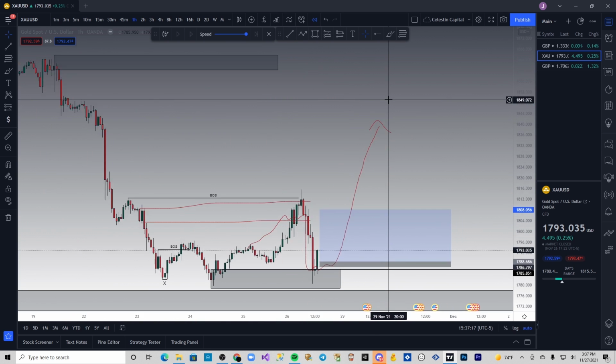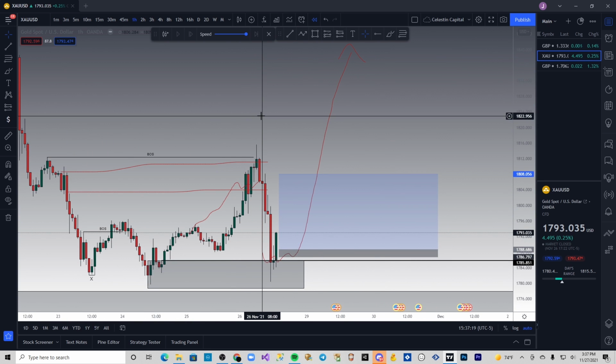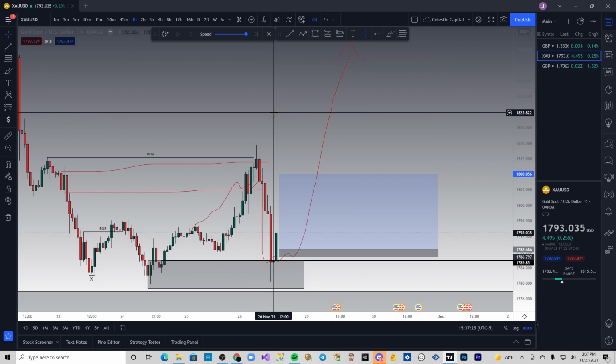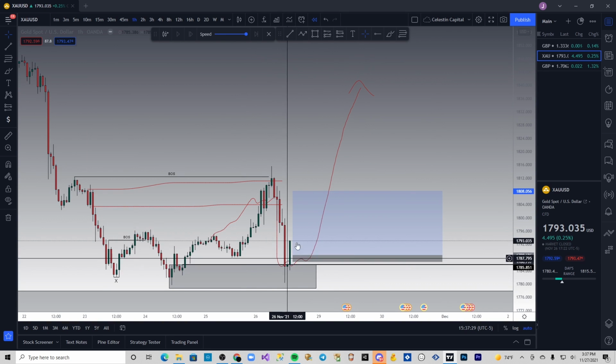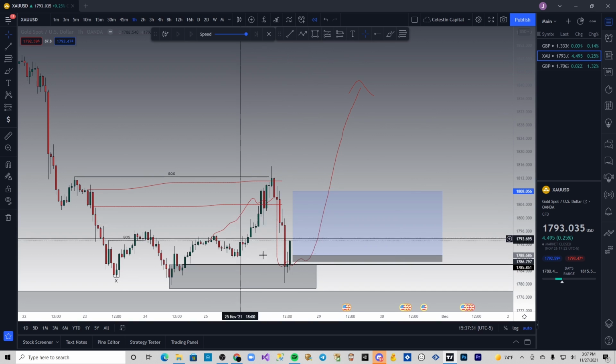entry, the same position on both. So if they're looking for longs on GU, they're looking for longs on gold. If they're looking for shorts on GU, they're looking for shorts on gold. That's not how I trade. I like to trade each pair individually. It just so happens in this case that I'm looking for bullishness on both this week.